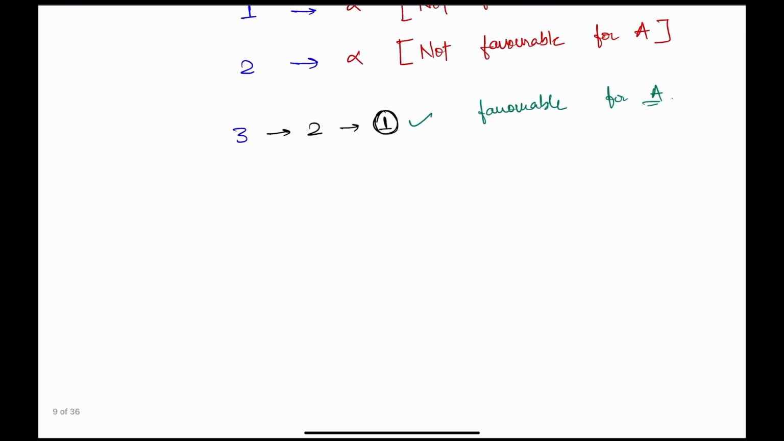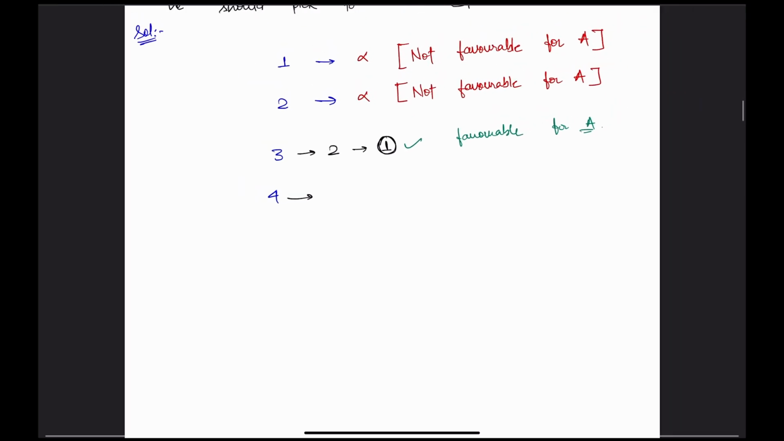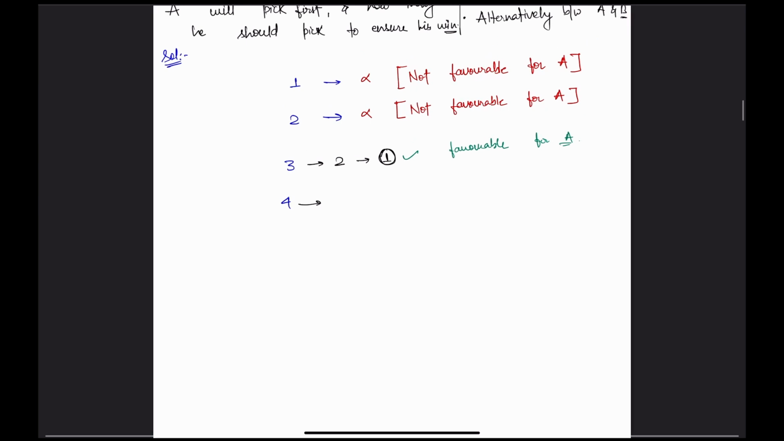Same thing, let's go for 4 coins. What could be possible? If 4 coins are there on the table, then I can make a graph also. Let me just make it a little bit of a chart.